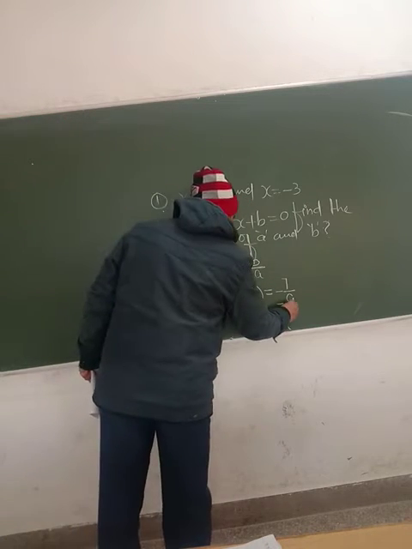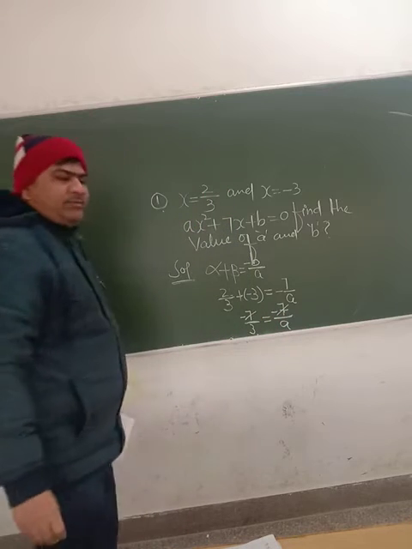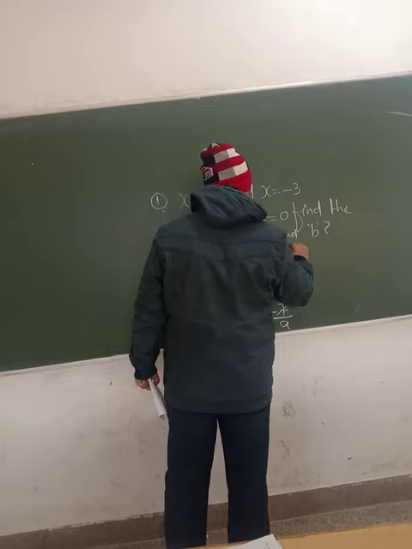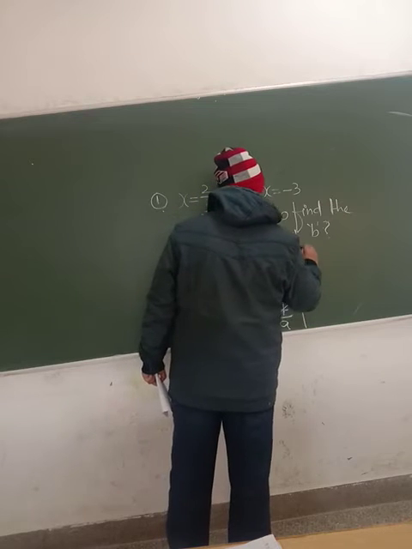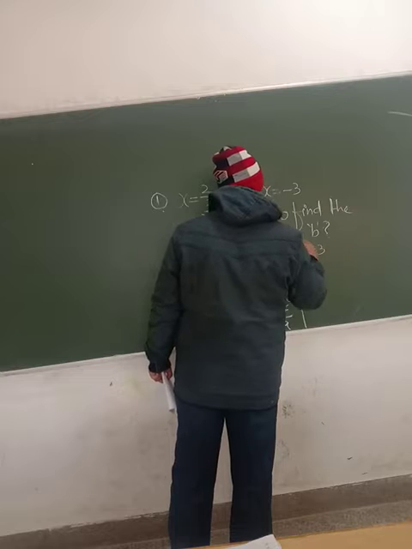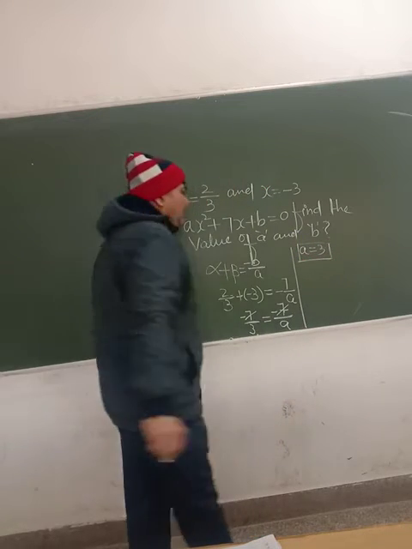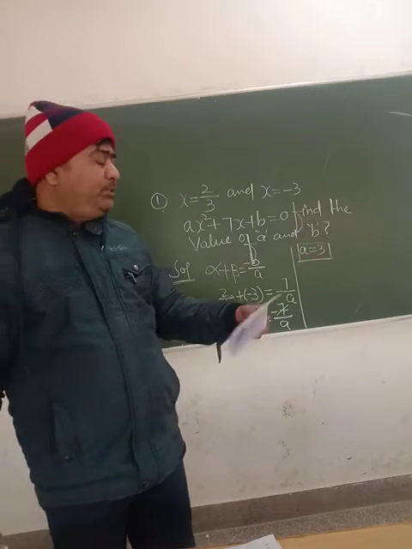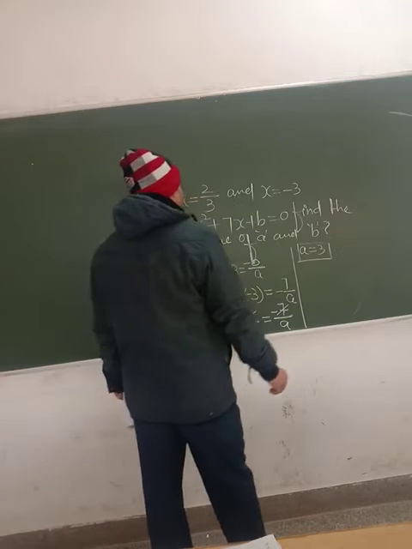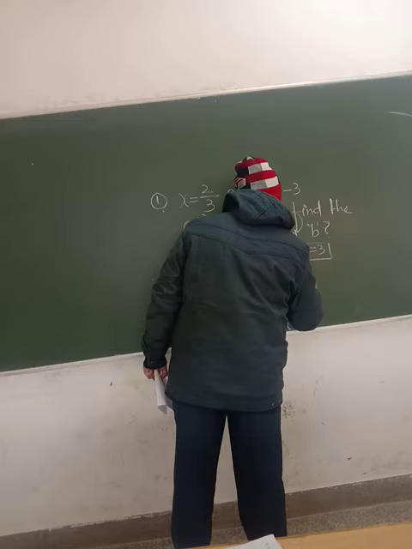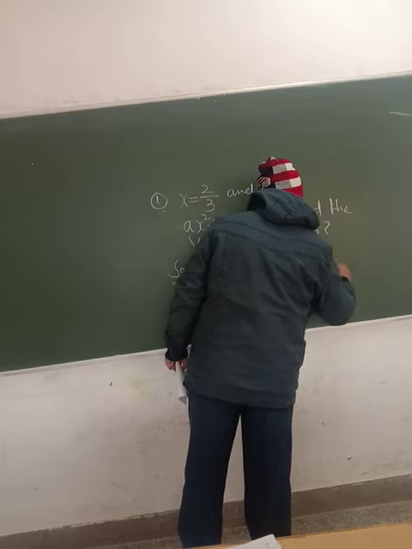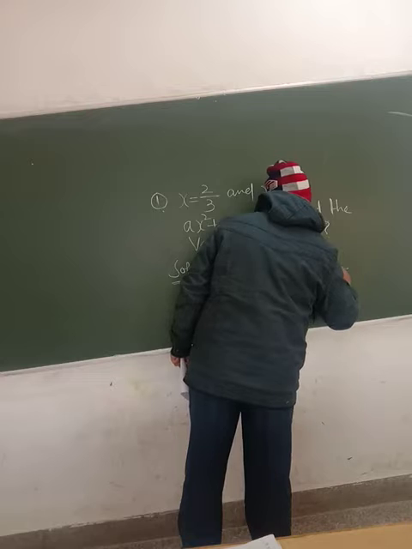Upon a, minus 7 will be cancelled out, and finally you will get a equal to 3. This is the value of a. For the second part, that is the value of b, you have to use the second relationship between coefficients and roots, which is product of zeros equal to c upon a.